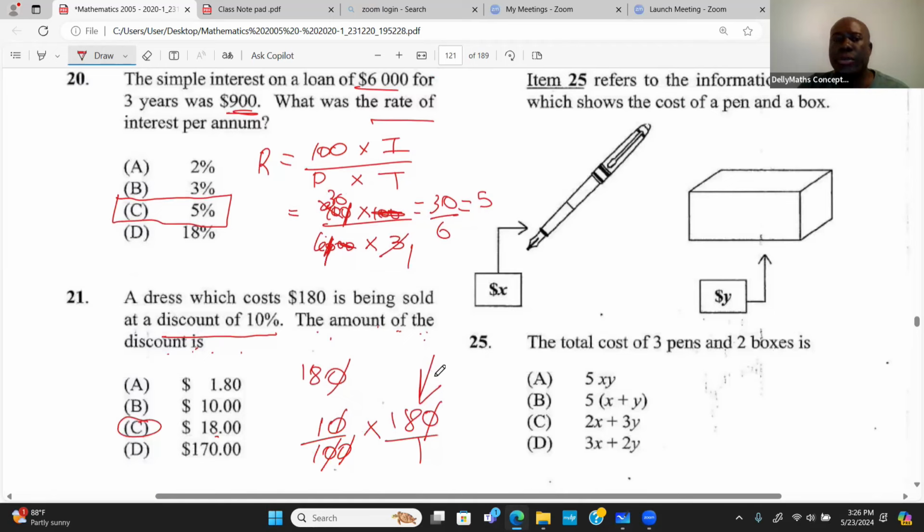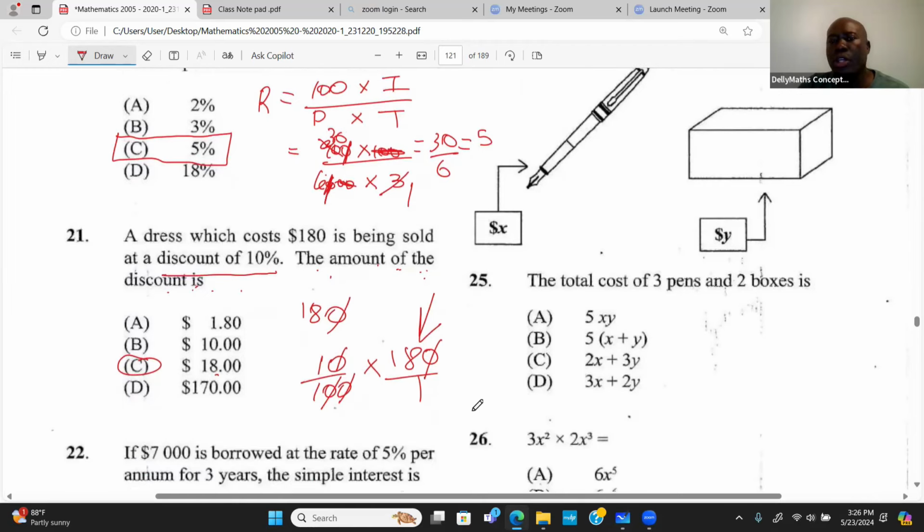It says here, item 25 refers to the information below, which shows the cost of a pen and a box. All right, so we're seeing x and y. The total cost of three pens and two boxes is what? So they're representing the idea, right? Three pens, so you're going to put three where pen is, and two boxes. This is the idea with a plus sign because they're not alike.